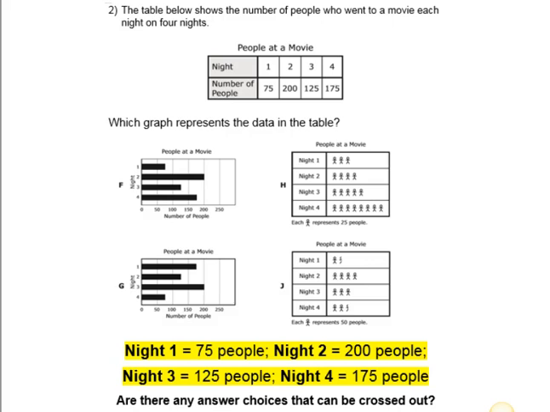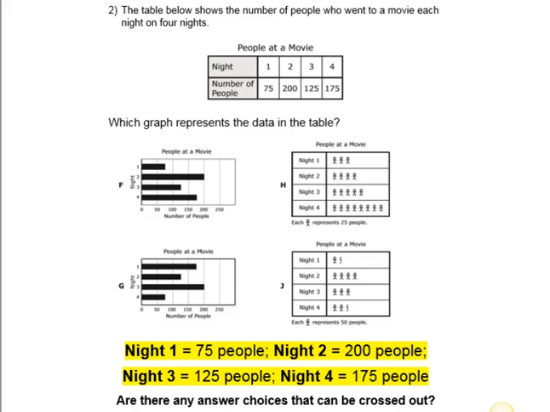Let's look. For F, we have a bar graph, and we see night 1, 2, 3, and 4. Also, the hash marks are being counted by 50. You're going to look to see if night 1 shows 75, night 2 shows 200, and 3 and 4 the same thing. It matches with the data in our table. Looking at G, it's the same thing as a bar graph, and you're going to do the same thing to see if the night matches the number of people.